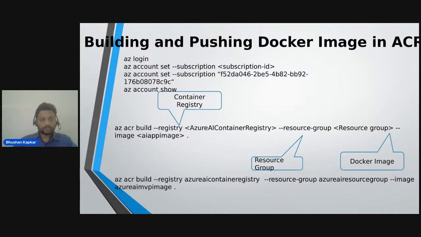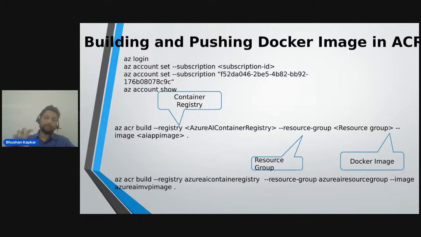In the container registry you will have the repositories, and in that repository you will have this particular image. That's how I set up the Azure ACR build registry. This is the one I have already set up: the Azure AI container registry, the Azure AI resource group, and the image Azure AI MVP image, with a dot since we are using the same local directory. That's how you build your image.